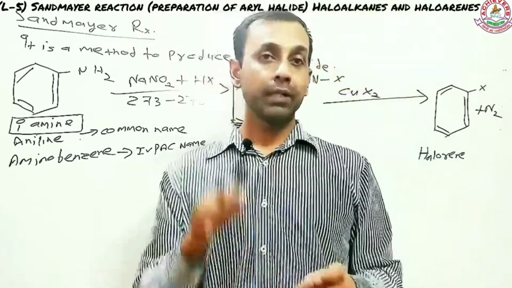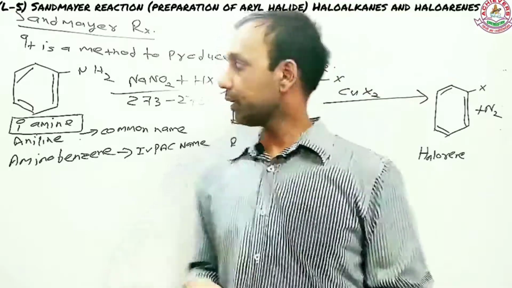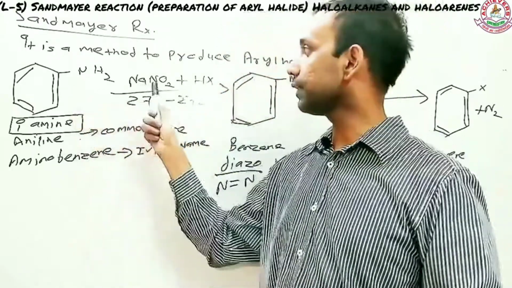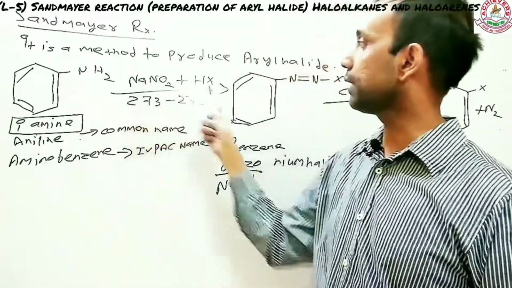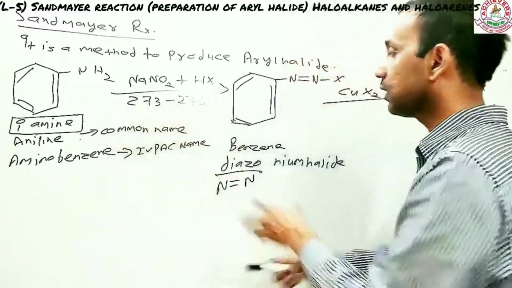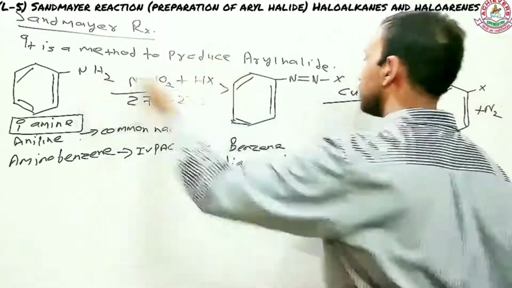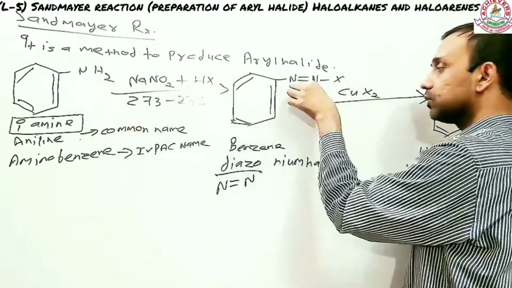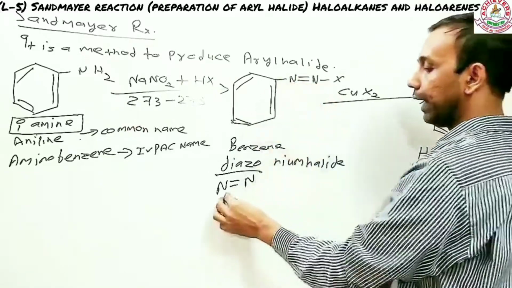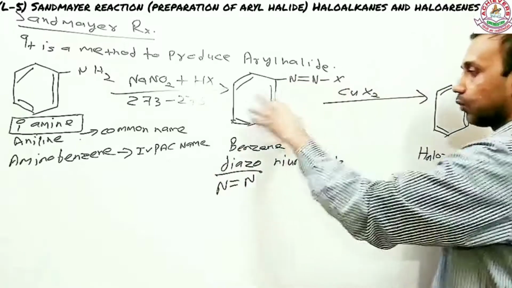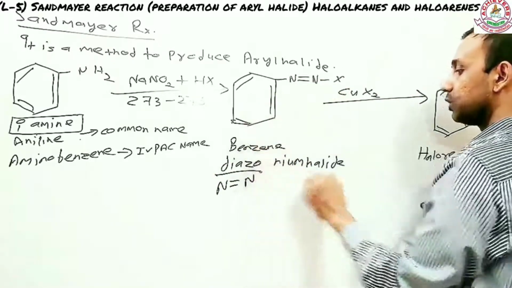Sandmeyer reaction is a method to produce aryl halide, where aniline is treated with nitrous acid, which is a strong acid. How is nitrous acid formed? By the reaction of sodium nitrite and hydrogen halide. This reaction is carried out at this particular range of temperature, where the aniline converts into a diazonium group. What does diazo mean here? Diazo means N double bond N, which is a diazo group. And then there is halide. So this forms diazonium, benzene diazonium halide.